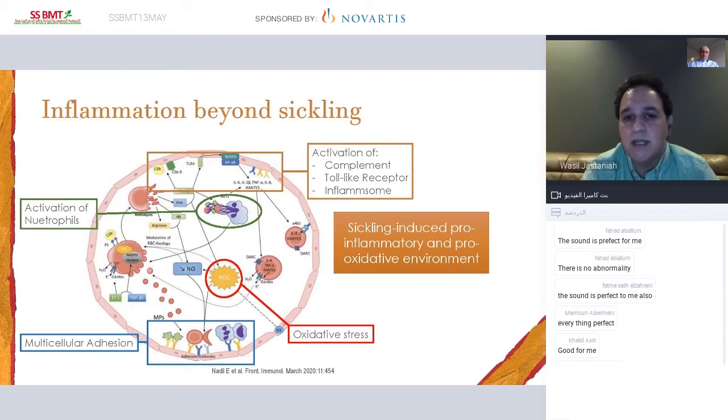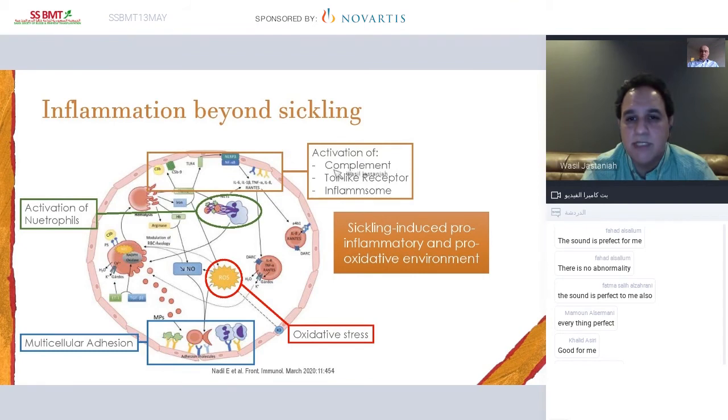And really, inflammation happens as a result of sickling. And there are multiple inflammatory pathways that lead to this sterile inflammation. So one that we showed earlier, which is the multicellular adhesion molecules that are overexpressed, leading to adhesion of inflammatory cells, not only red blood cells. The increase in the reactive oxidant species as a result of the oxidant stress, and the redox inflammatory pathways that happen as a result of this.